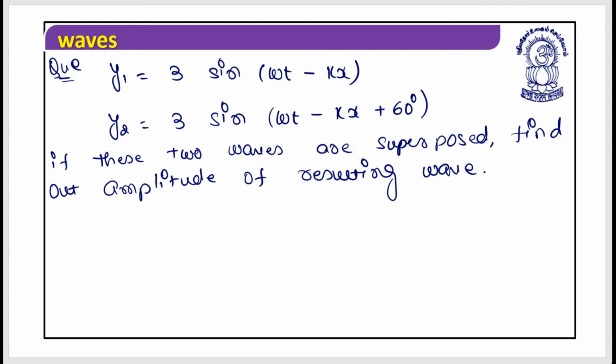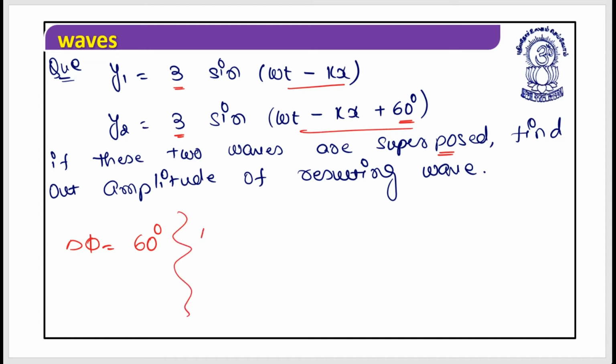This is the requirement. How will you do this? If these two waves are superposed, we need to find the amplitude of the resulting wave. This is the amplitude, this is the amplitude, and we need to superpose these waves. Both have the same amplitude, and the phase difference between them is 60 degrees: omega t minus kx, and omega t minus kx plus phi.